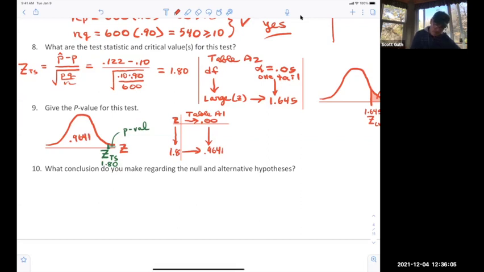of 1.80. And as we said, this is a right tail test. So we're going to have to use the complement of that left tail. So for our p-value, we're going to have to do 1 minus 0.9641, which is going to come in at 0.0359, I think. So there's your p-value.